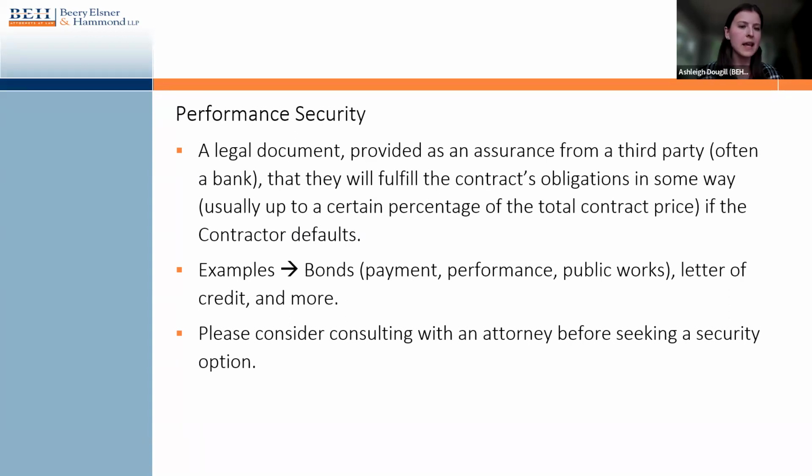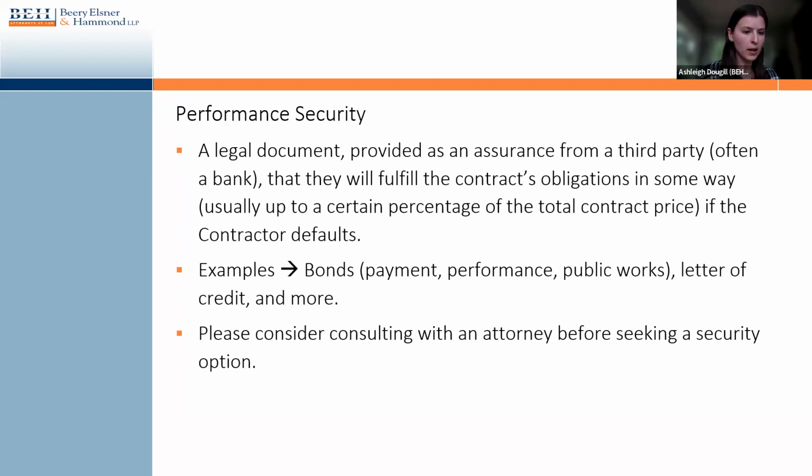Performance security is a legal document which is provided as an assurance from a third party, often a bank, that they will fulfill the contract's obligations in some way if the contractor defaults. So it's kind of like a backstop, ensuring that even if the contractor defaults, the obligations will be picked up by this third party. There are many different examples of performance security.